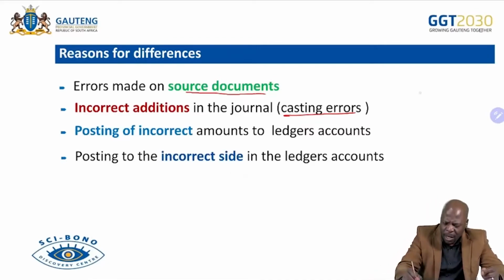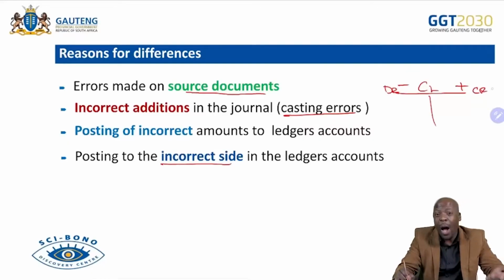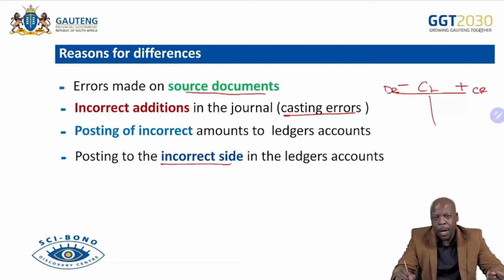For example, if we are in the creditors ledger, and remember, it's a plus and it's a minus, we are supposed to record an amount on the debit side, but if we put it on the incorrect side, that means we put it on the credit side. Once we do that, it is going to create differences. I'm going to walk with you today through such transactions.